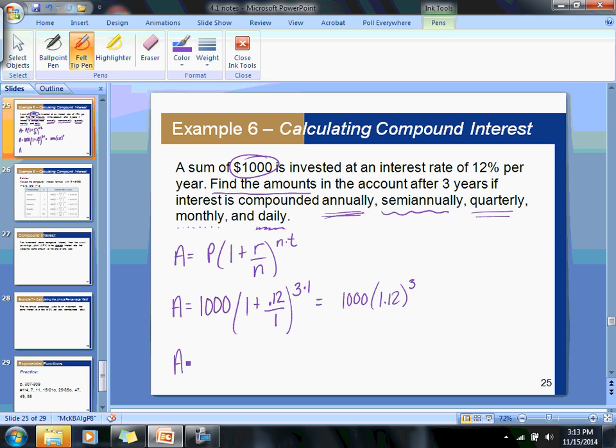If we want to do another substitution, if we wanted to do the semi-annual, 1 plus the 0.12, and we would divide it by 2 because it's 2 times a year, and then we would have the 3 times 2. Okay? So again, you'd have to do the 0.12 divided by 2, add that to the 1, get an answer, raise it to the 6th power, get an answer, and then multiply it by the 1,000.